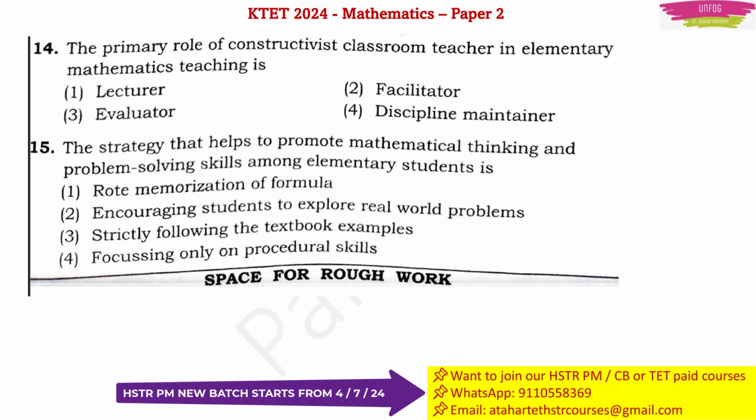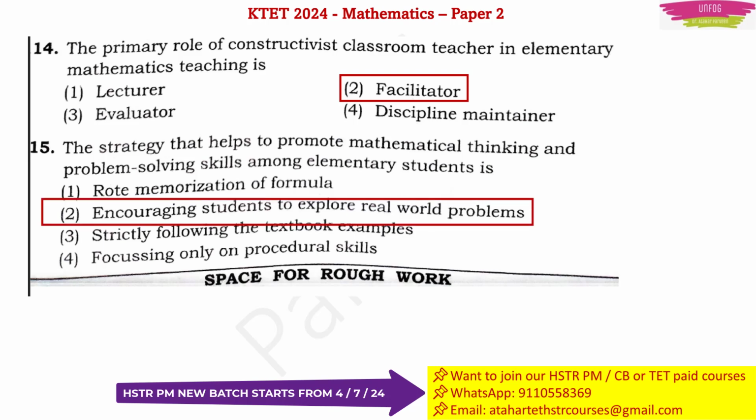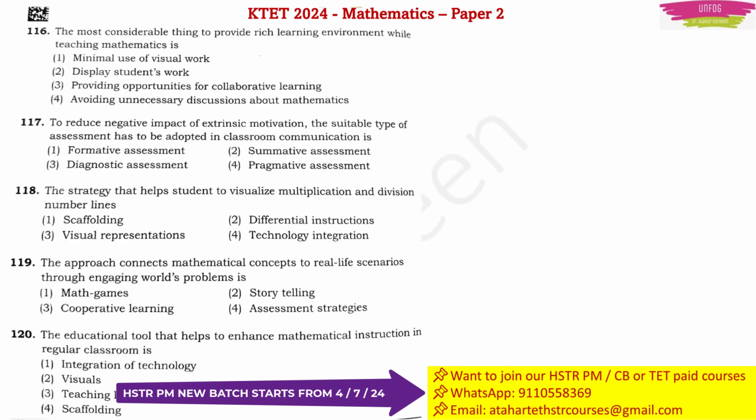Okay, so the next, question number 114: the primary role of a constructivist classroom teacher in elementary mathematics teaching is. So the primary role is a facilitator. Next, the strategy that helps to promote mathematical thinking and problem solving skills among elementary students is. So the strategy is encouraging students to explore real world problems. The most considerable thing to provide a rich learning environment while teaching mathematics is. So the good environment is by providing opportunities for collaborative learning.